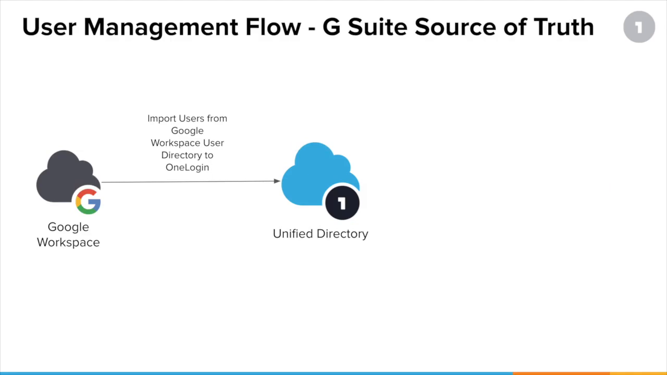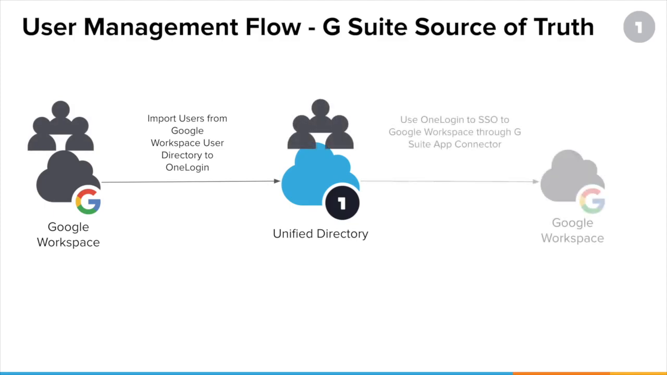You could also look upon Google Workspace as your source of truth, as I mentioned. That would entail basically the same kind of setup. Set up the G Suite directory connector, import users from Google Workspace into OneLogin, and of course I still need an app connector for Google Workspace so my users can log into Google Workspace from OneLogin. The only difference here is I wouldn't enable provisioning.